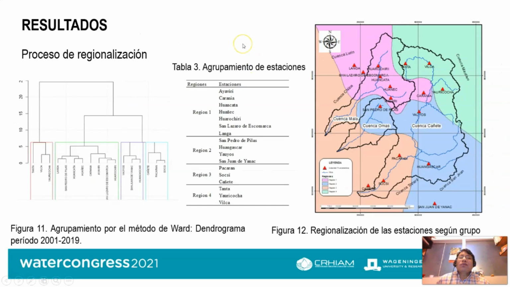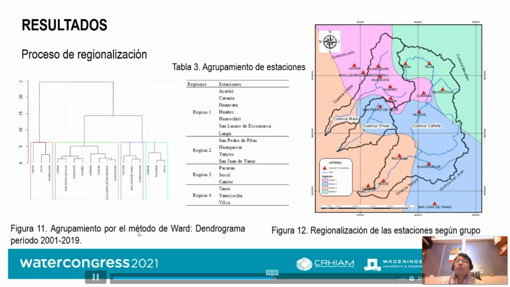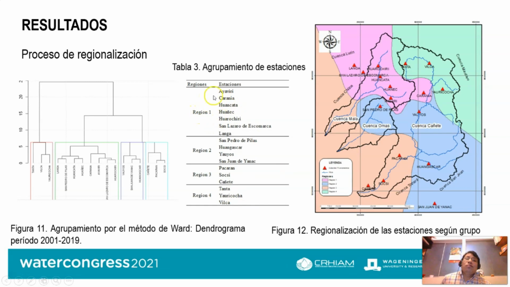Once this process has been done, we go on to the regionalization process, which identifies the stations that have a similar behavior. For this, through clustering analysis in R, as mentioned before, we can see the following clusters. This is a dendrogram where we can see the way that they've been grouped. If we look at this in a table, these are the 4 clusters. Region 1 is made up of all of these stations, and so on.